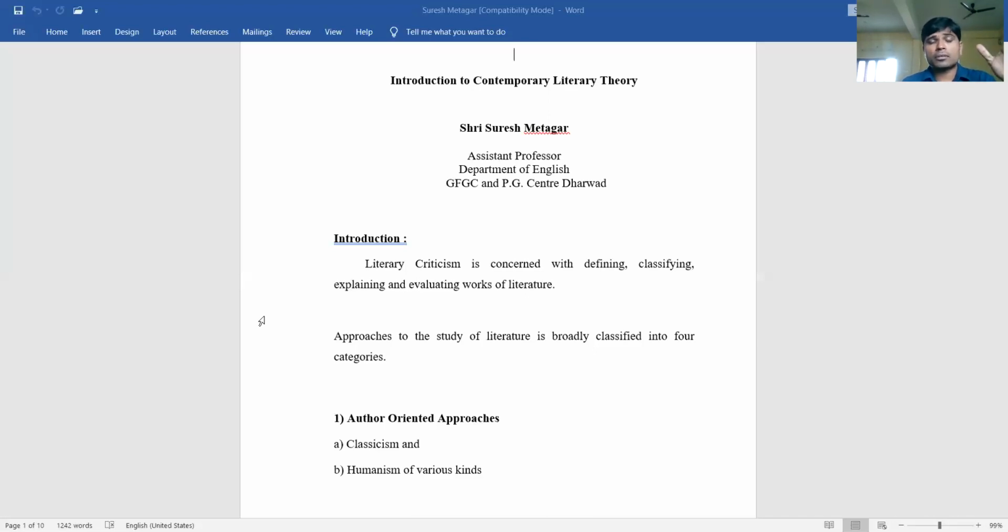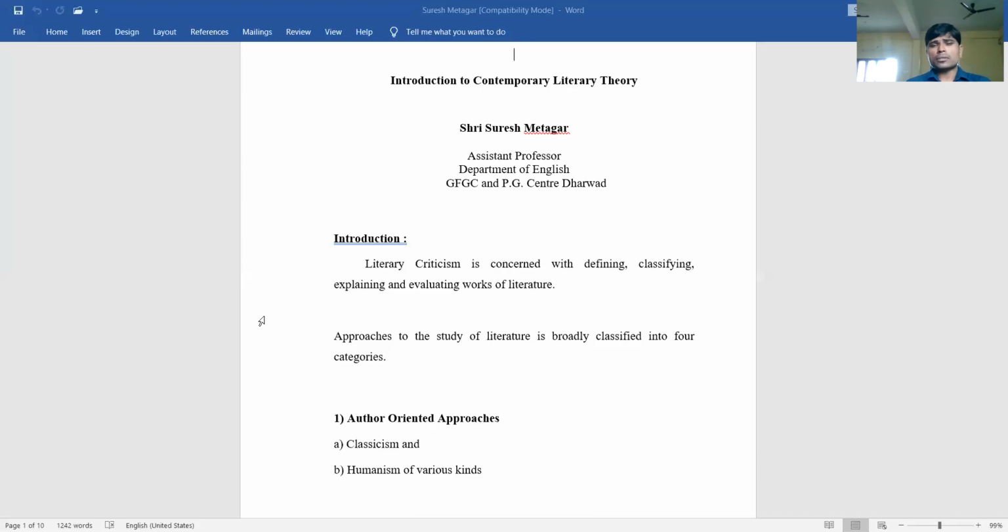So they started searching for meaning, for ideology, for gender discrimination, for exploitation in literary text. And so many things were asked of a literary text.